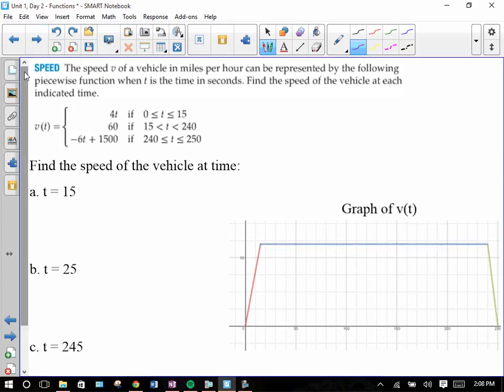Can you guys see these equations right here? Maybe not. Shall I rewrite them real quick? Alright, so what I'm going to do is give you guys 5 minutes. I want you to try to figure out the speed of the vehicle at time t equals 15, t equals 25, and t equals 245.